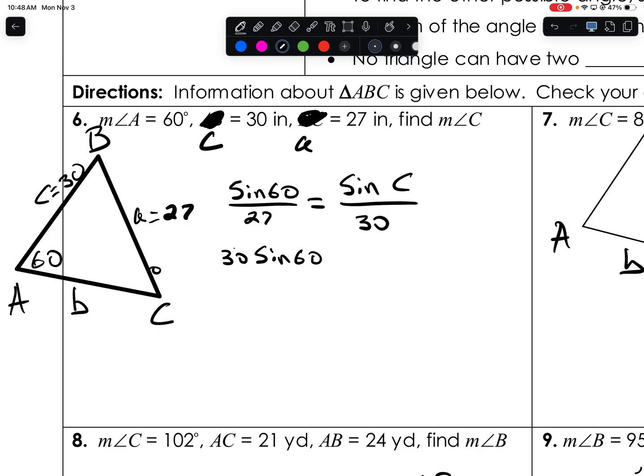Sine 60 equals 27 sine C. To get sine C by itself, I'm going to divide both sides by 27. So I want you to just have a moment here. Let's think about sine 60. Is it sine X or Y?